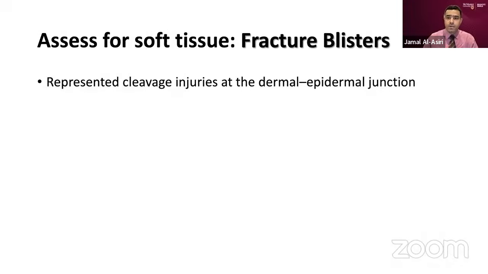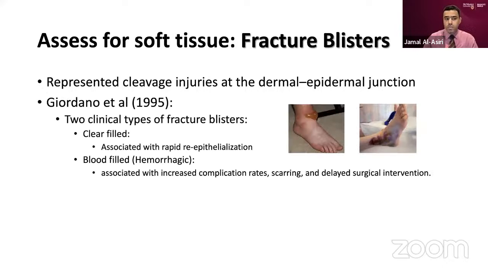We also need to look into the fracture blisters. What are fracture blisters? It's a representation of cleavage injuries that happen between the dermal and epidermal junction. Giordano, in 1995, subdivided these blisters into clear-filled blisters and blood-filled or hemorrhagic blisters. The clear-filled ones are associated with a rapid reepithelialization compared to the blood-filled, which are associated with increased complication rates, scarring, and delayed surgical interventions.